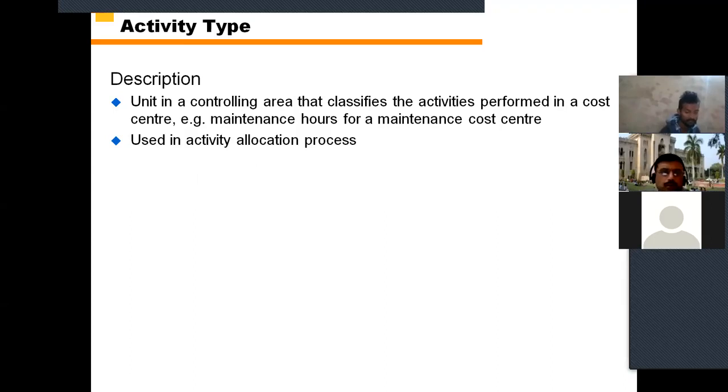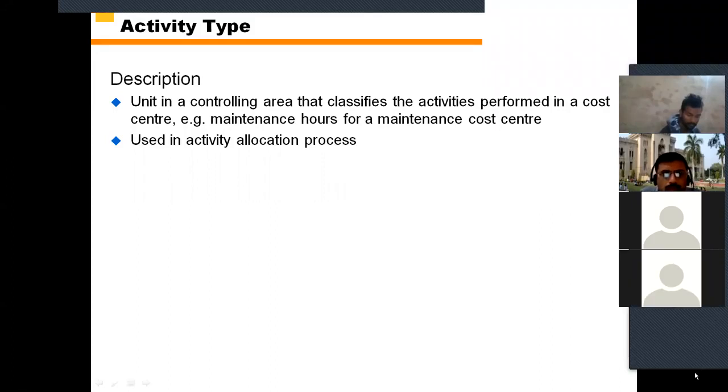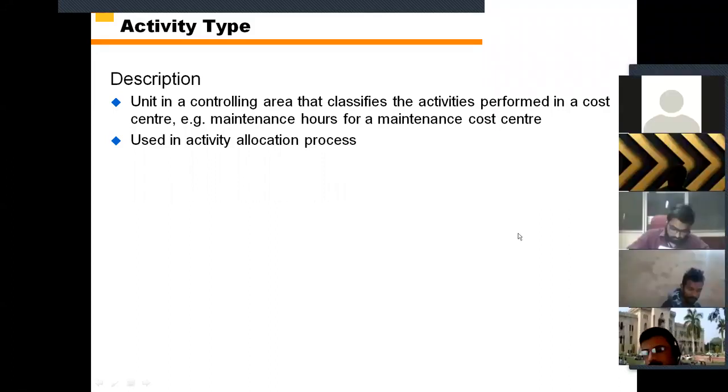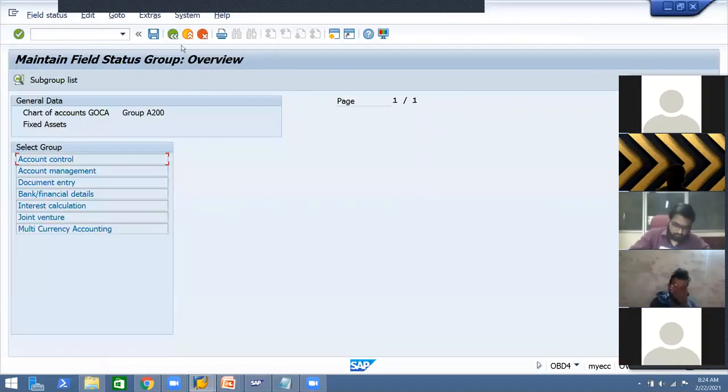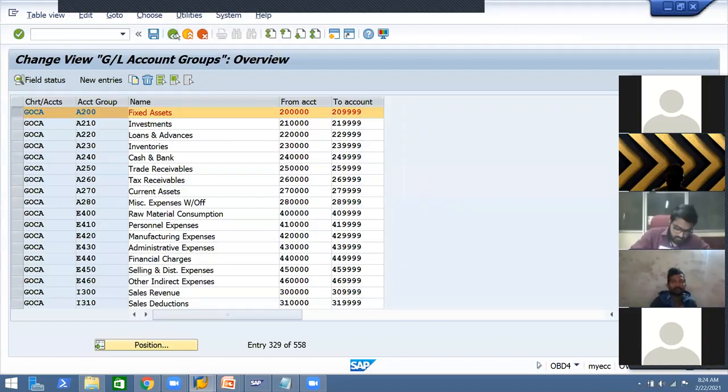You can write down one more point. It will be used to capture direct overhead costs related to product manufacturing. So for this purpose, we are required to create secondary cost elements with the 43 category.